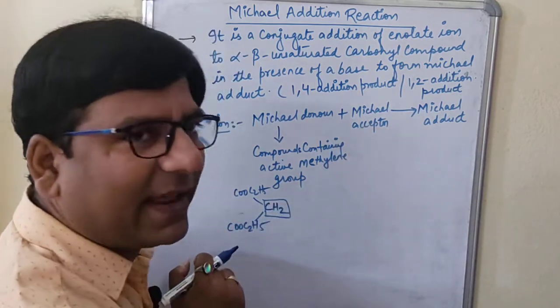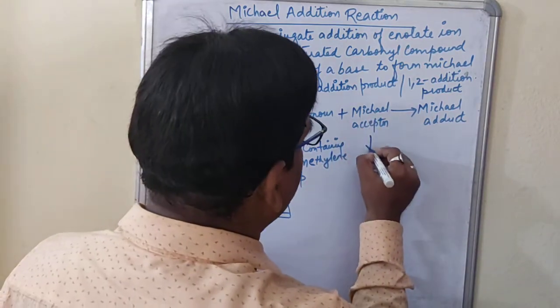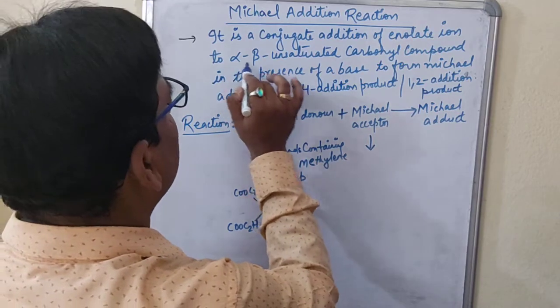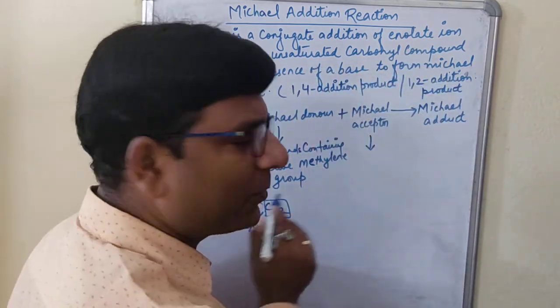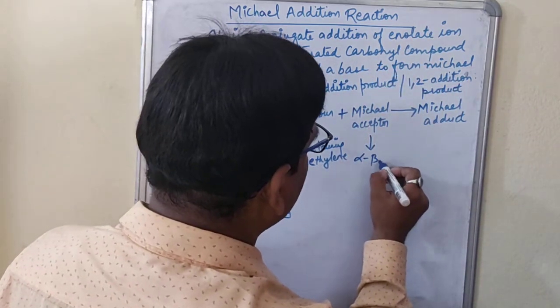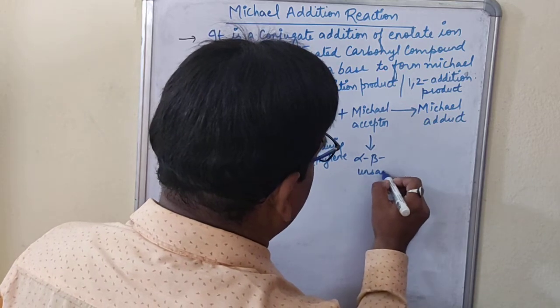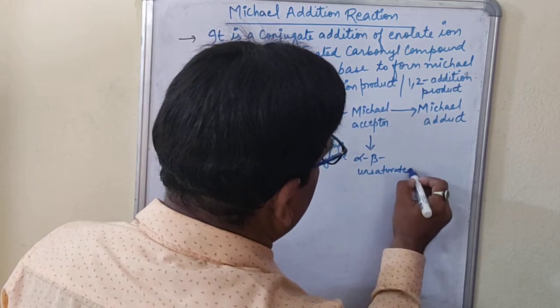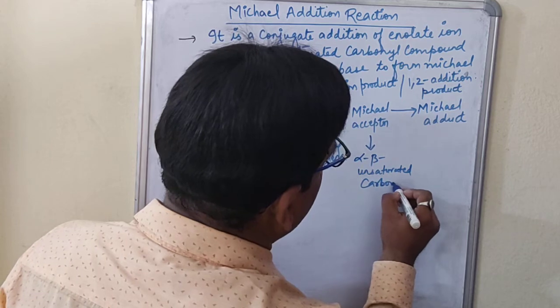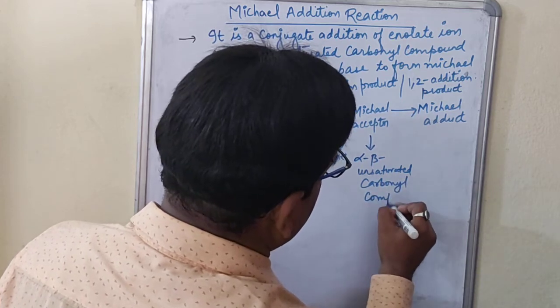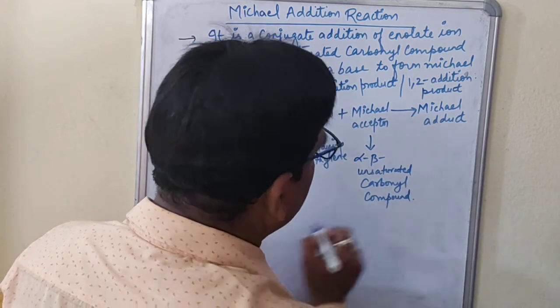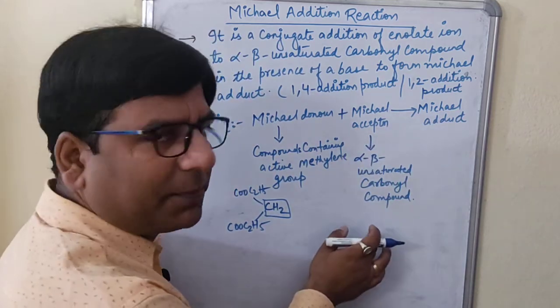Now coming to the Michael acceptor. What will the Michael acceptor be? We will choose the alpha beta unsaturated carbonyl compounds. So this will be the Michael acceptor.